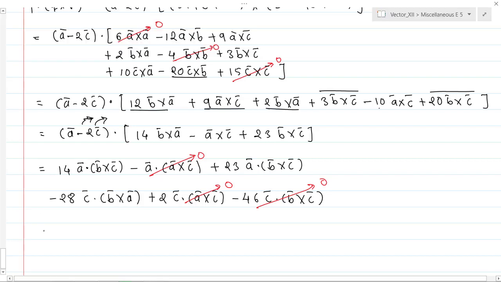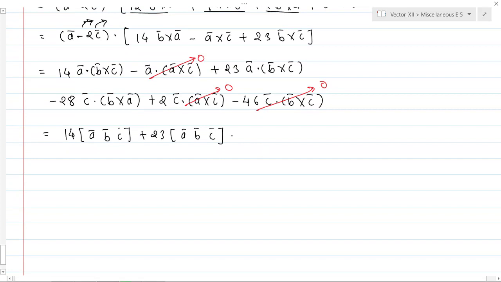Write down. So this is equal to 14 times the box product of abc, a bar b bar c bar, plus 23 into, it is again abc, so a bar b bar c bar, no need to change anything here, minus 28, we have c bar b bar and a bar. So it will be 14 abc plus 23 abc.